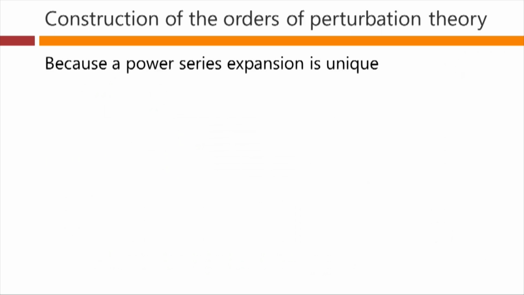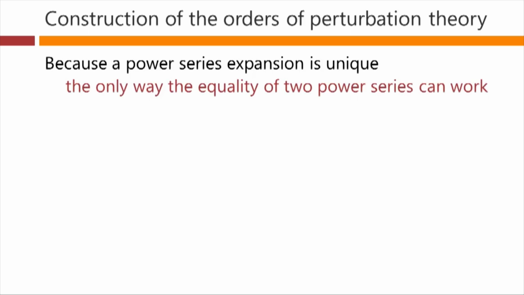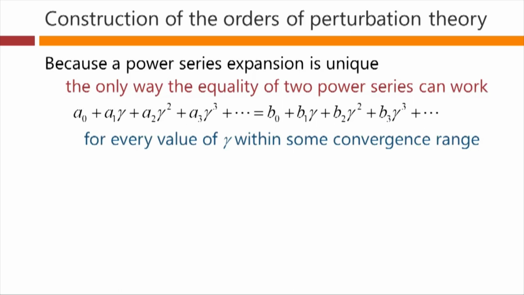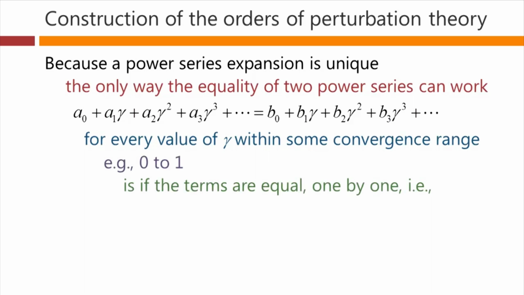Because a power series expansion is unique, the only way that two power series can be equal to one another, like these ones here, and that can work for every value of gamma, at least within some convergence range, for example, between 0 and 1, is if the series are equal term by term. That is, if A0 is equal to B0, A1 is equal to B1, A2 is equal to B2, and so on. That's the only way this can work, because power series have to be unique.